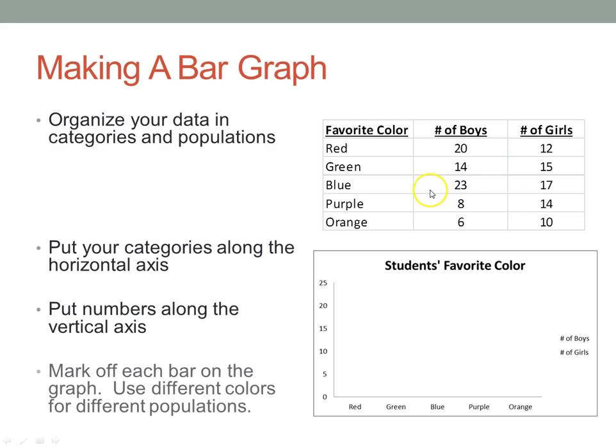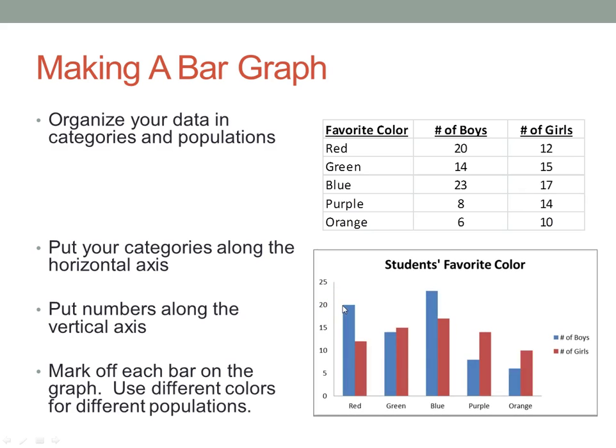And then what I want to do is mark off each bar on the graph, and I'll use different colors for different populations. So if we see 20 boys like red, I want my bar for boys to come right up to here, and let's see, oh, it does, look at that. The bar comes right up to there, 20 boys, and 12 girls, their favorite color is red, it comes right up to there. So I would mark off how high each bar should be.